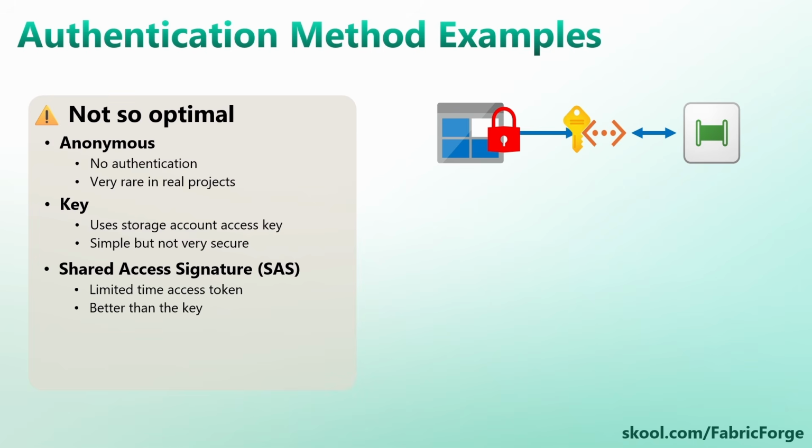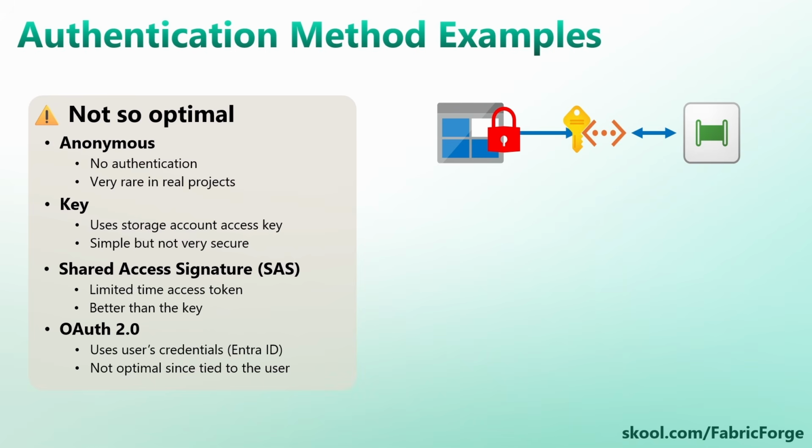Then we have OAuth 2.0 that basically means that the connection will use your personal credentials for the access. So you personally need to have access to that blob storage for the connection to work. This is quite secure but not optimal since the connection is tied to your personal user account. That is completely another can of worms that we're not opening in this lecture.